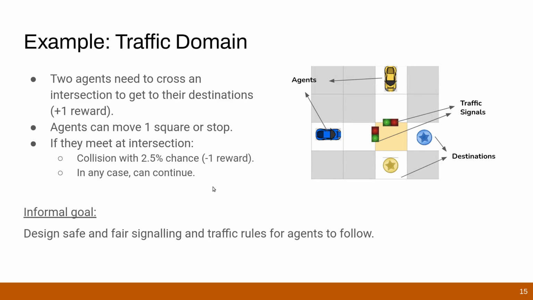Let us look at a concrete instance of our problem framework in a traffic management domain. Here, two agents need to cross an intersection to get to their destinations. At each time step, the agents can either move one square or stop. If the agents meet at the intersection, there's a 2.5% chance that they collide. Regardless of whether they collided, they can continue onwards. The mechanism design goal informally is to come up with a set of signals and traffic rules for agents to follow so that they have safe and fair passage across the intersection.